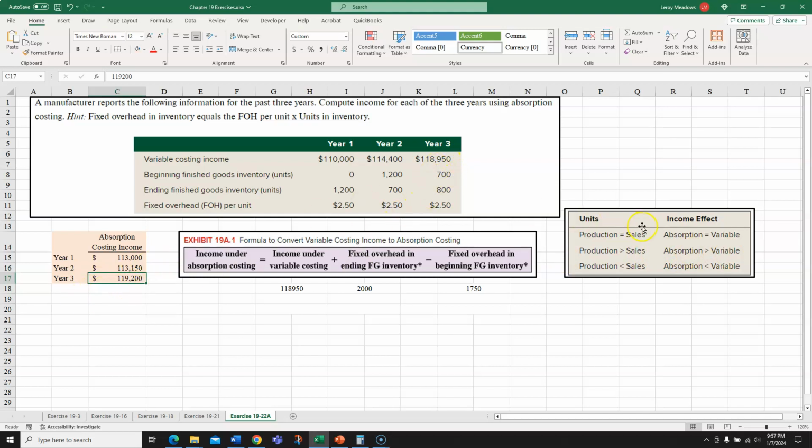So I included this box here just as a check to make sure that at least I was on the right track, because if production is greater than sales, but my variable income had been higher than absorption costing income, then I would have known I made an error somewhere. It's not a fail-proof way to check, but at least it's a check that we can use to see if we're going in the right direction here.